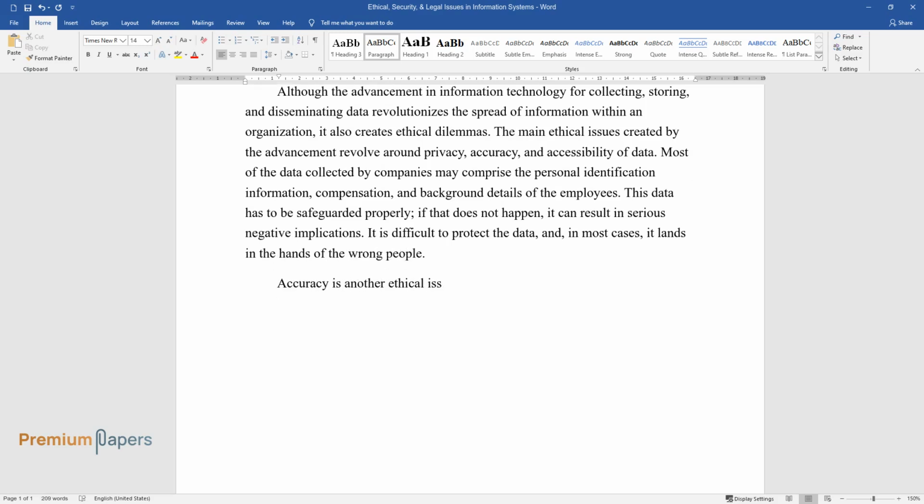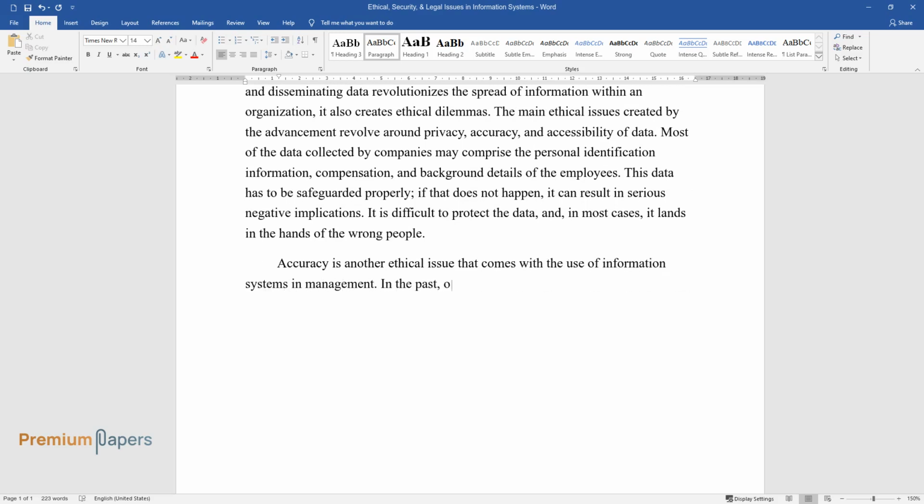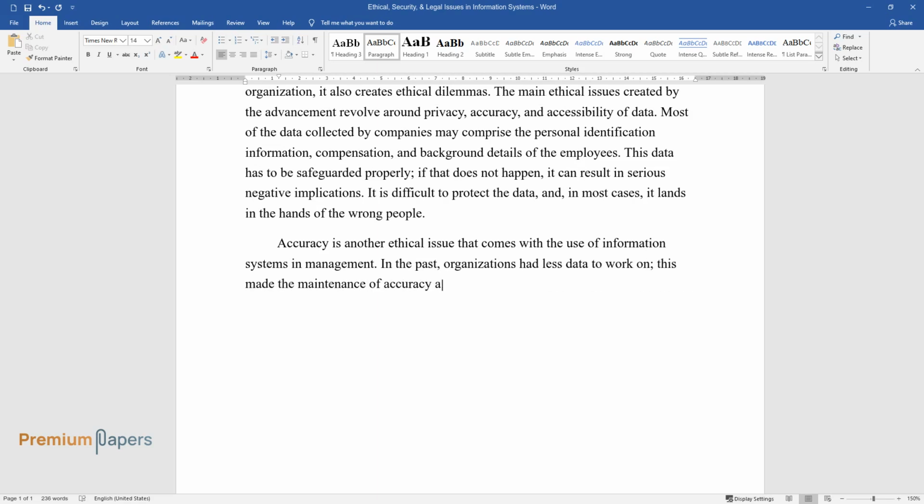Accuracy is another ethical issue that comes with the use of information systems in management. In the past, organizations had less data to work on. This made the maintenance of accuracy an easy task as most of the things were done manually.